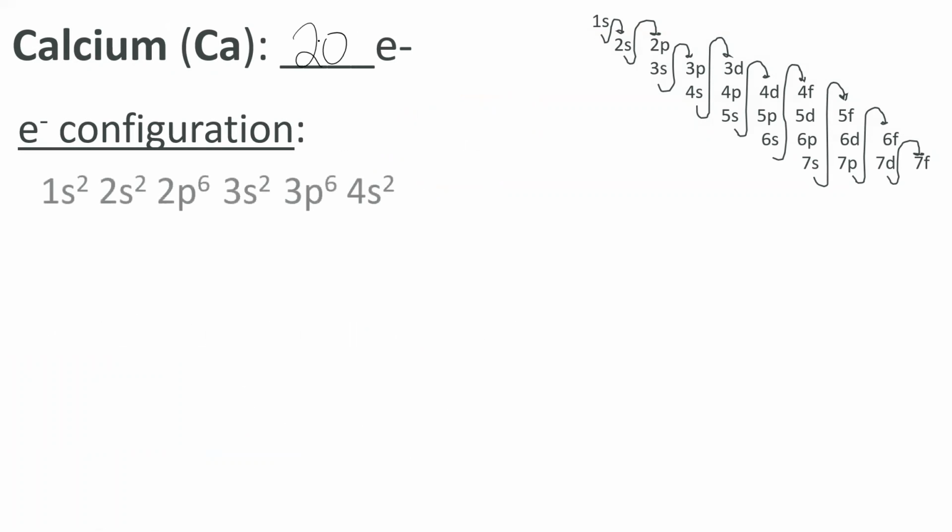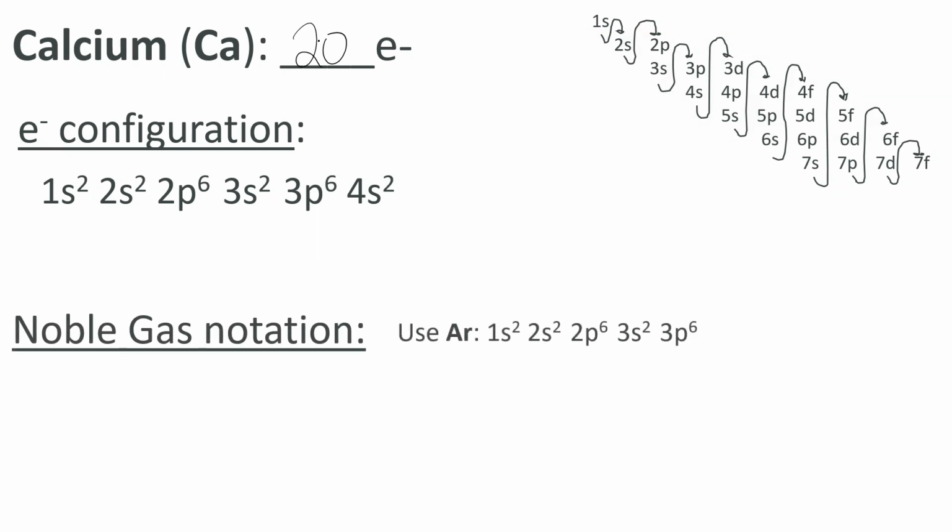You did this before in your notes. Here is the electron configuration for calcium. Calcium is number 20. The noble gas that comes before it is argon. And this is argon's electron configuration.